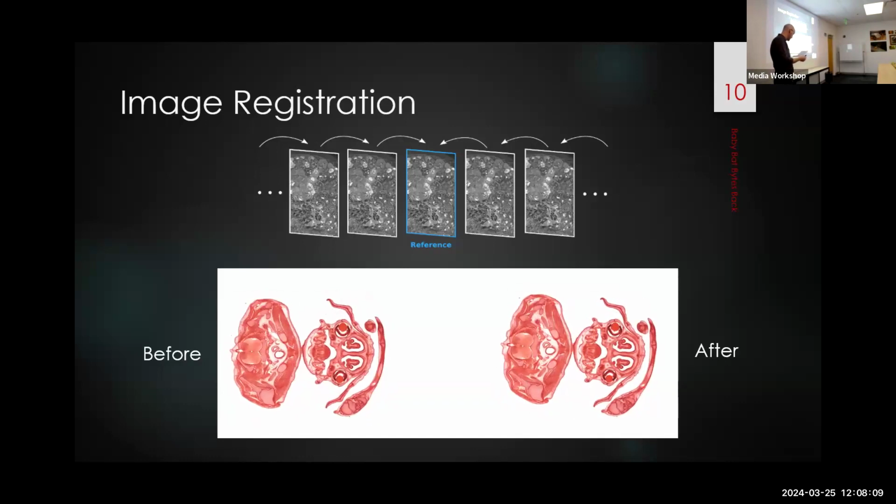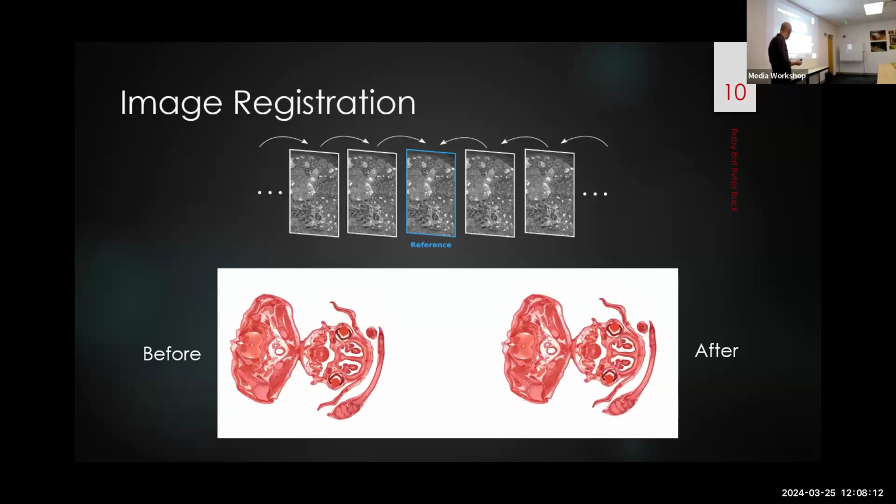The graphic on the bottom progresses rapidly through a sequence of sections from the bat embryo. You can clearly see the difference from before and after.